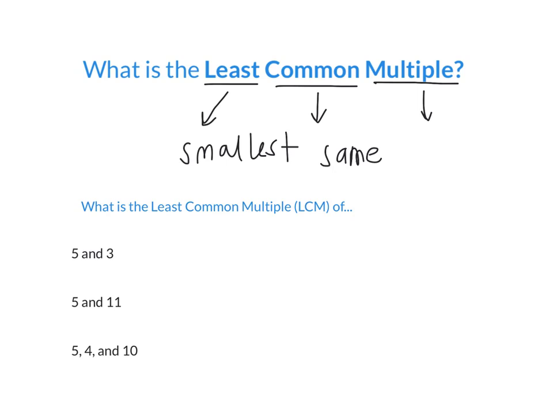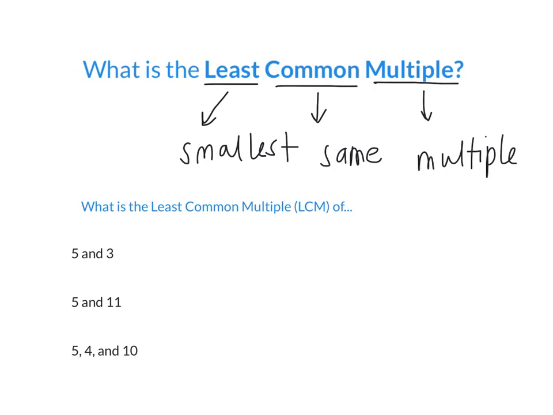Is a multiple equal to and greater than, or equal to and less than a number? Equal to and greater than. Good. A multiple is any multiple of that number. I don't know how else to say it, right? Okay. So the LCM, least common multiple, really could be also called the SSM, the smallest same multiple. Okay? So let me give you an example.